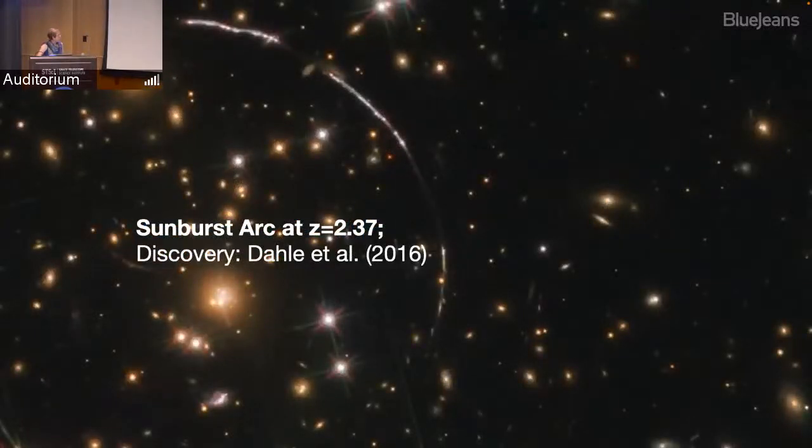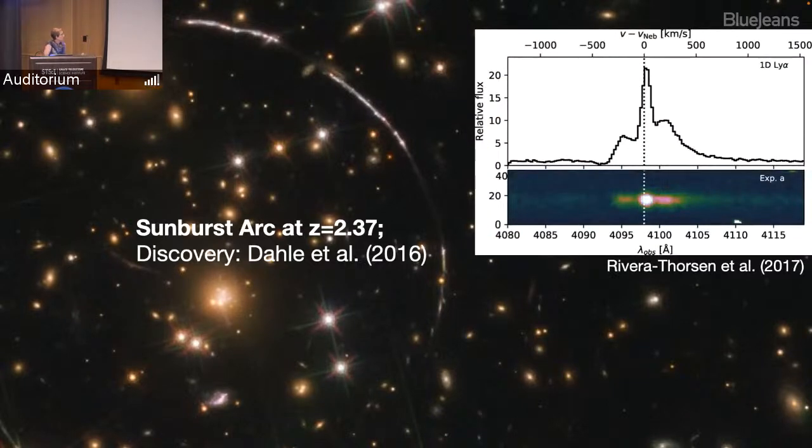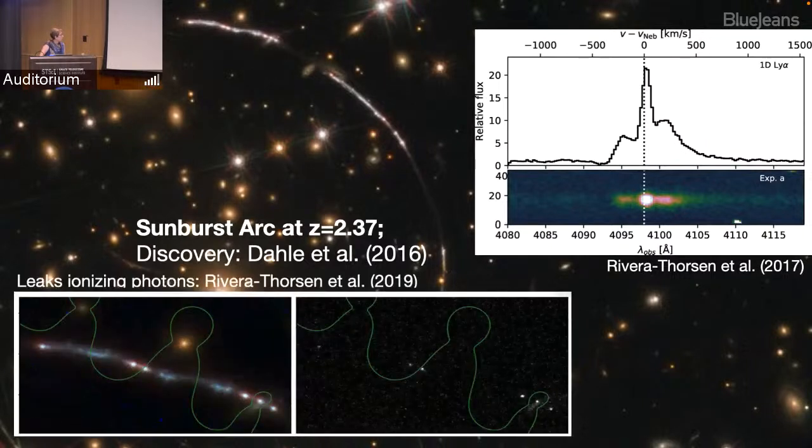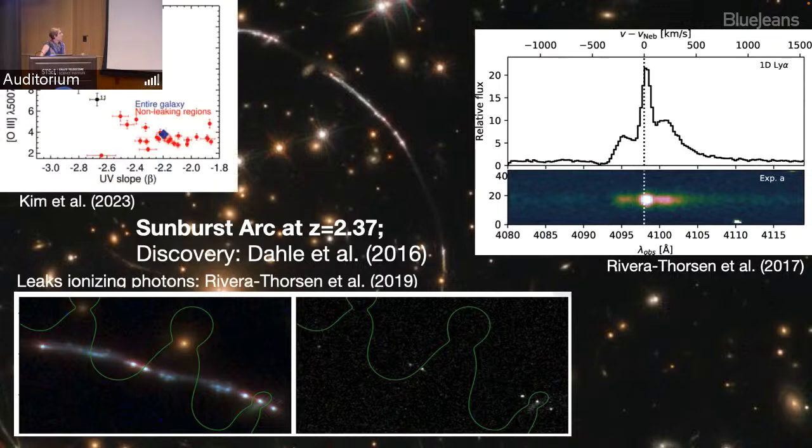Real quick, Sunburst Arc. This is one of my favorite galaxies, probably the best example at any redshift, including redshift 0, of a galaxy that is leaking ionizing photons. And it is highly magnified. You see in Lyman alpha indications that there is light coming straight out towards you with no redshift or blueshift. That hints that there are channels through which ionizing photons can escape.